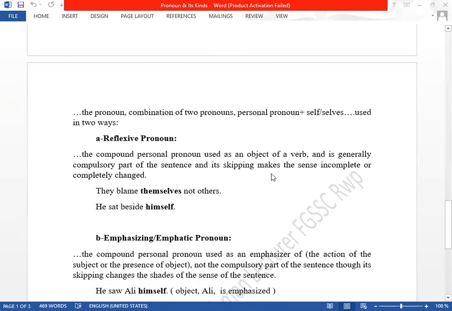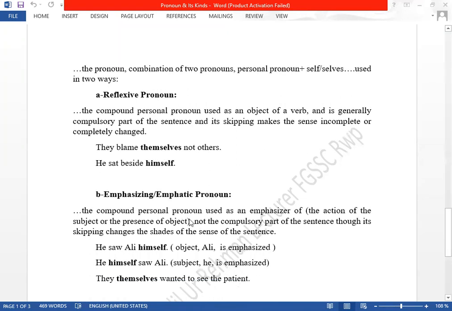And these compound personal pronouns are used in two ways. One is called reflexive pronoun and the other is called emphasizing or emphatic pronoun. A compound personal pronoun used as an object of a verb is generally a compulsory part of a sentence, and its skipping makes the sentence incomplete or completely changed.